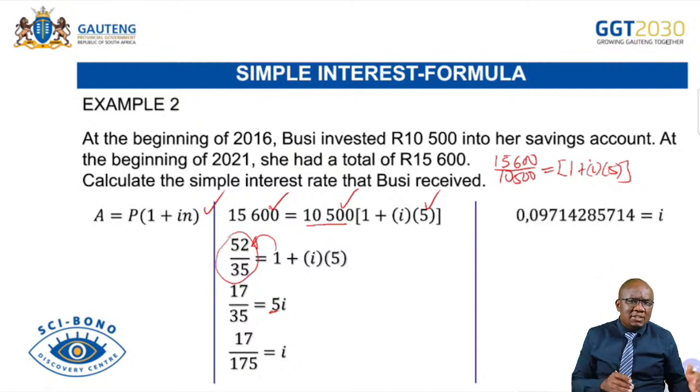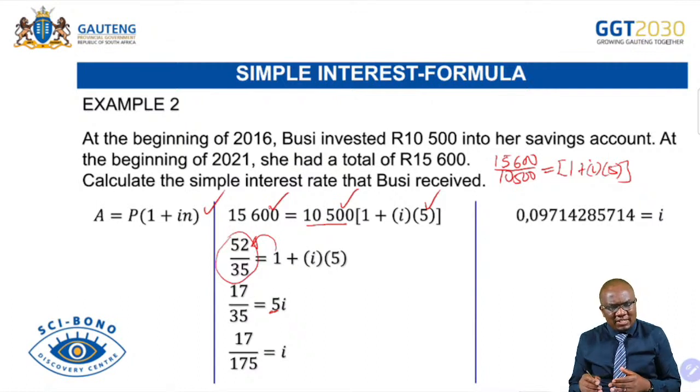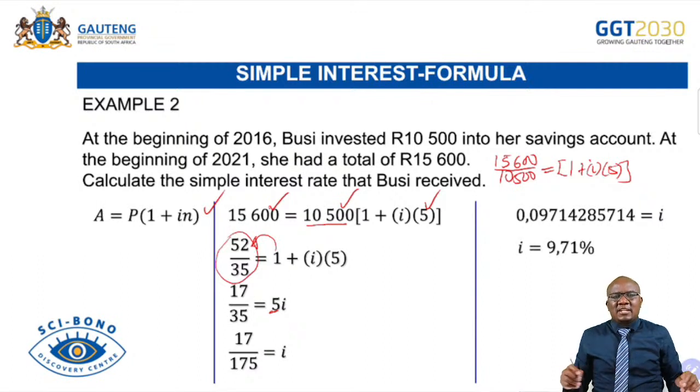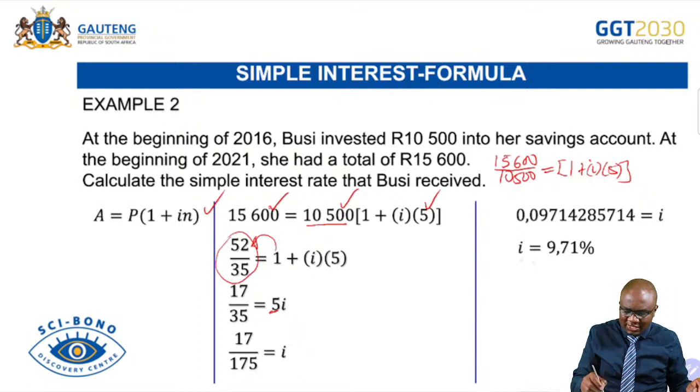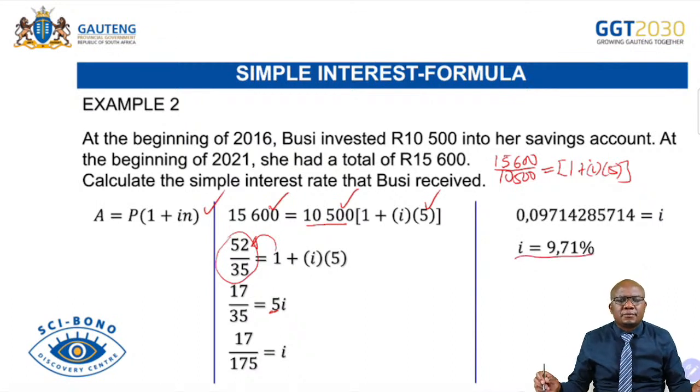How do we convert a decimal to a percentage? We multiply by 100. Remember that. Converting a fraction to a percentage, multiply by 100. Converting a decimal to a percentage, multiply by 100. And then converting a percentage to a decimal, divide by 100. It's the opposite now. And then multiply by 100, and then get 9.71%. Now we can round off. We have calculated i. We have calculated A. Right, let's go to the next question.